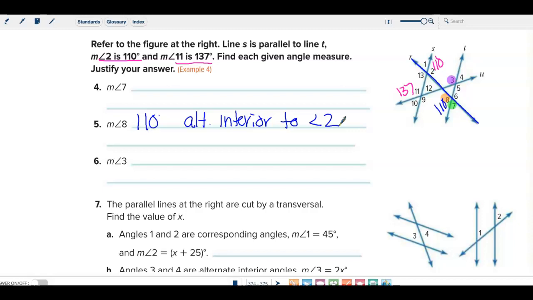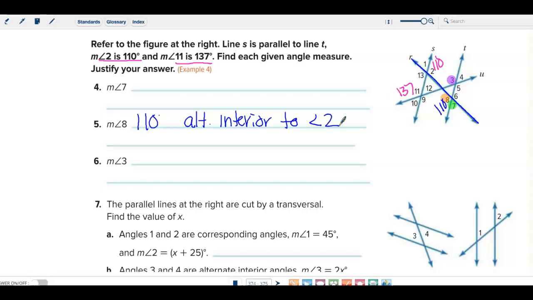Two more to go. And then 3 and 9 would also be alternate interior, but we don't need to find 9, I guess, and we can't use that because we don't know what 9 is yet. Well, I guess we could figure it out. What is the measure of angle 9?